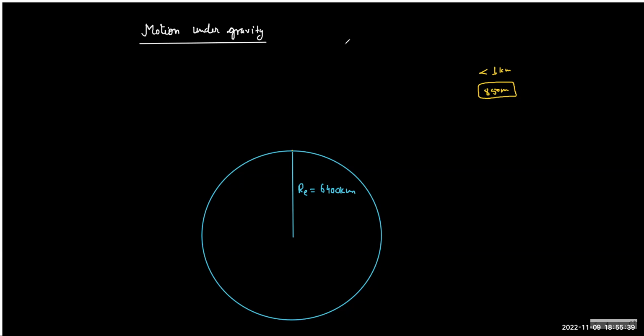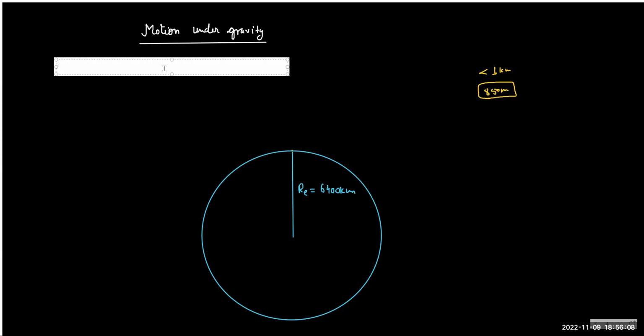Therefore, motion under gravity, as well as the next topic called projectile motion, we are going to study under the assumption that the value of g is not changing for the whole course of motion of the object, as well as there is no effect of air resistance. So we'll write something called assumptions. Before we study, we need to know the unsaid assumptions.